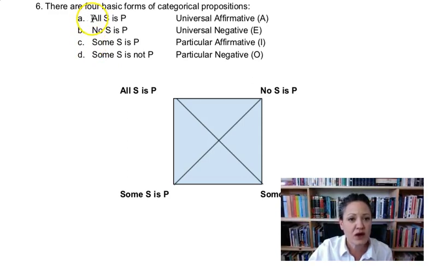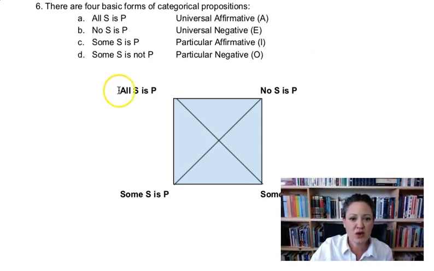All right, so all S is P is like all apples are red. All apples, every single one of them. When we say all, this is a universal claim. All is a universal, every single one of them. And when we say is, in this context, it's affirming. So all apples are red.